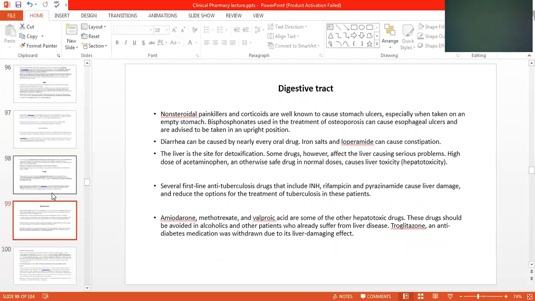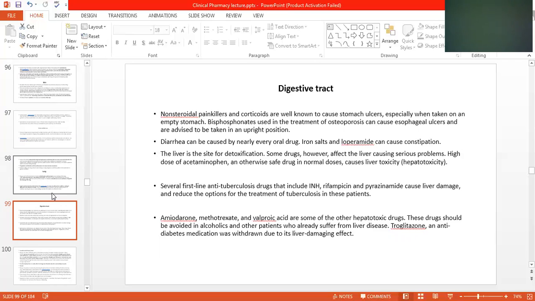Now we see the digestive system. Certain drugs are affecting the digestive system. Let's see what they do. Non-steroidal painkillers and corticoids are well known to cause stomach ulcer, especially when taken on an empty stomach. Bisphosphonates, used in the treatment of osteoporosis, can cause esophageal ulcer if taken with a small quantity of water, and are advised to be taken in an upright position, not while sitting.